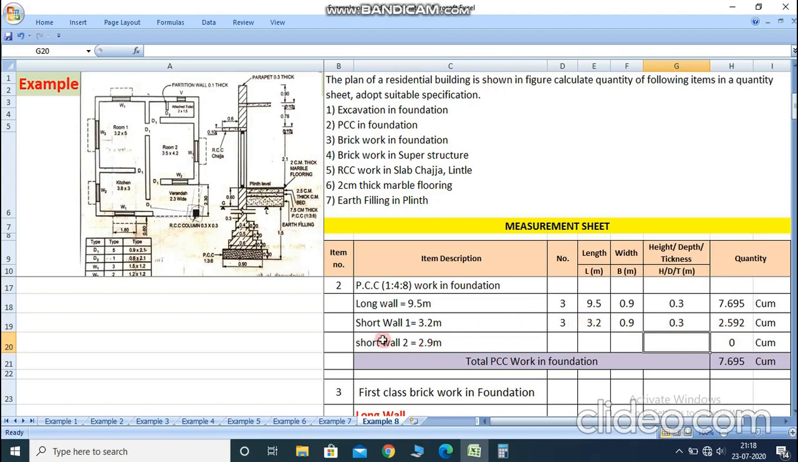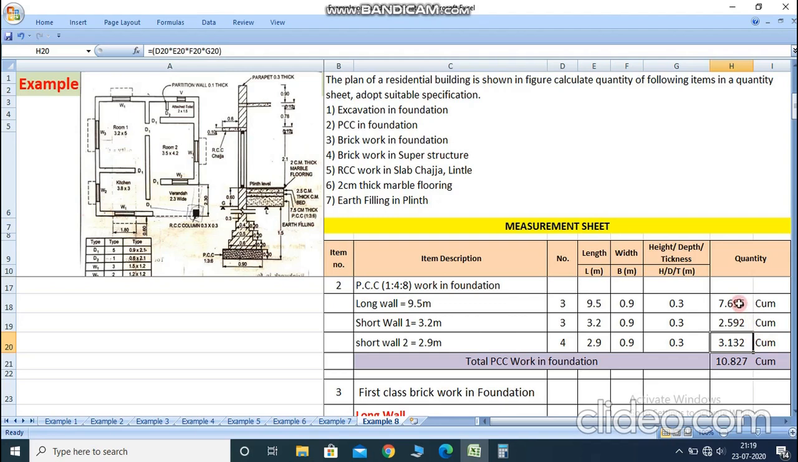Then we calculated short wall 2. So here the total number of short wall 2 is 1, 2, 3 and here in the veranda part short wall is not done, but in excavation up to plinth level short wall is required. So here we calculated the fourth wall. So counting right here 4, and the length we calculated is 2.9, width is already given in the section part as 0.9 and thickness is given 0.3. So the total multiplication of the values is 3.132 cubic meter.